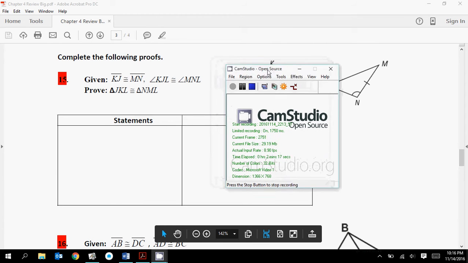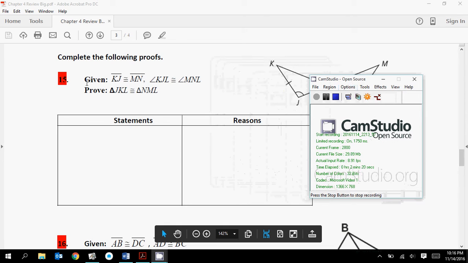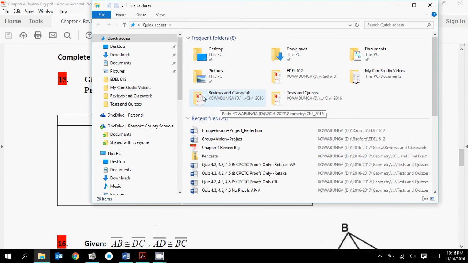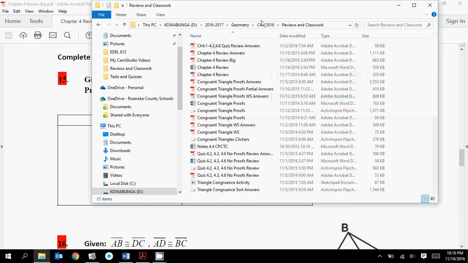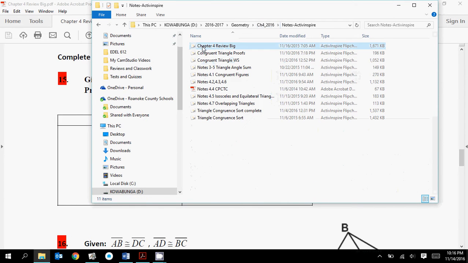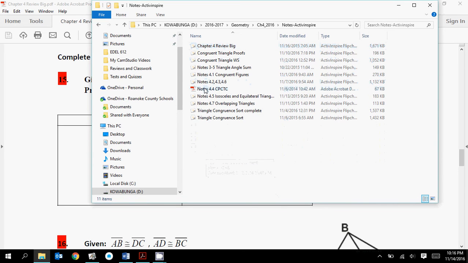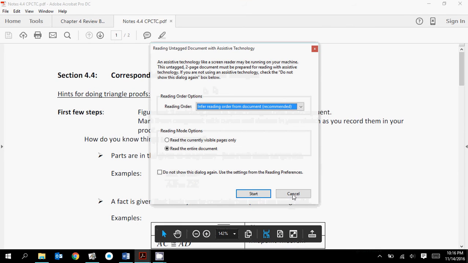So for your proofs, we did a little note sheet on proofs, and I'm actually going to pull that up here. I should have pulled it up earlier. Apologize for that. Let's see. Okay. Oops.